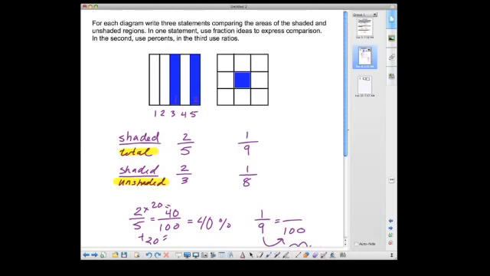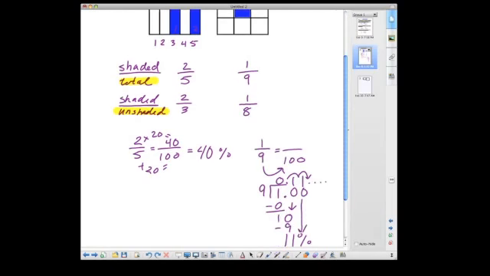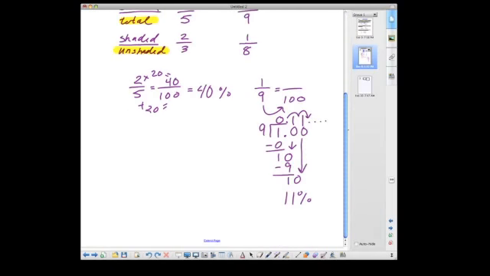The last set that they ask us to do is to use ratios to make a comparison. That's pretty easy. We just say 2 to 5 and 1 to 9. We just set up our ratio with a colon.